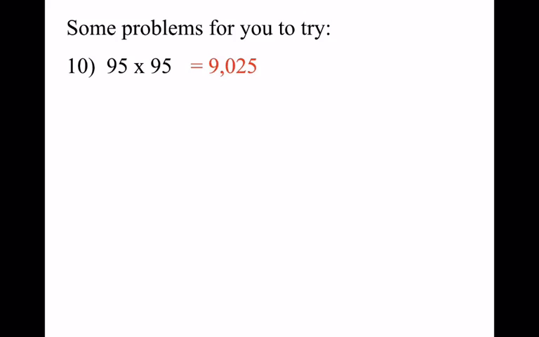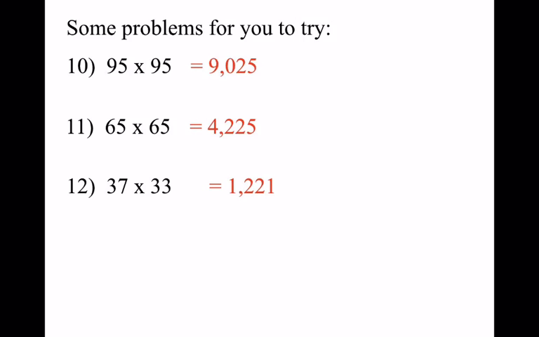95 times 95 is 9,025. 65 times 65 is 4,225. 37 times 33 is 1,221. Number 13, 112 times 118.